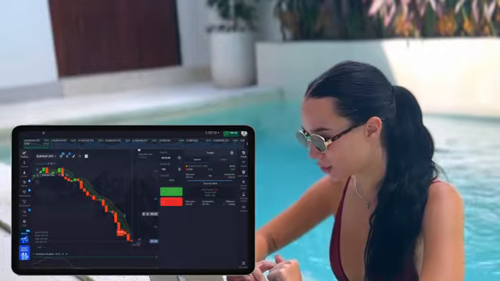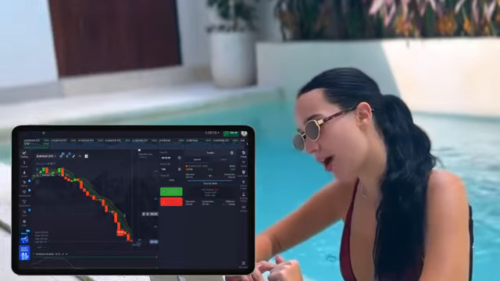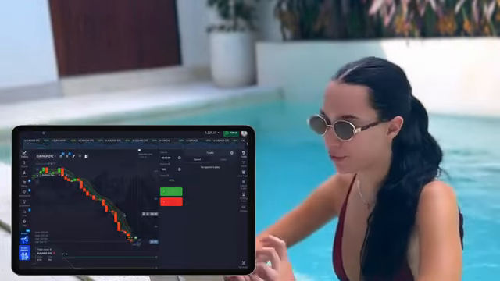4 seconds, 3, 2, 1, and we're closing this trade perfectly in the plus. And actually, this is not the end.